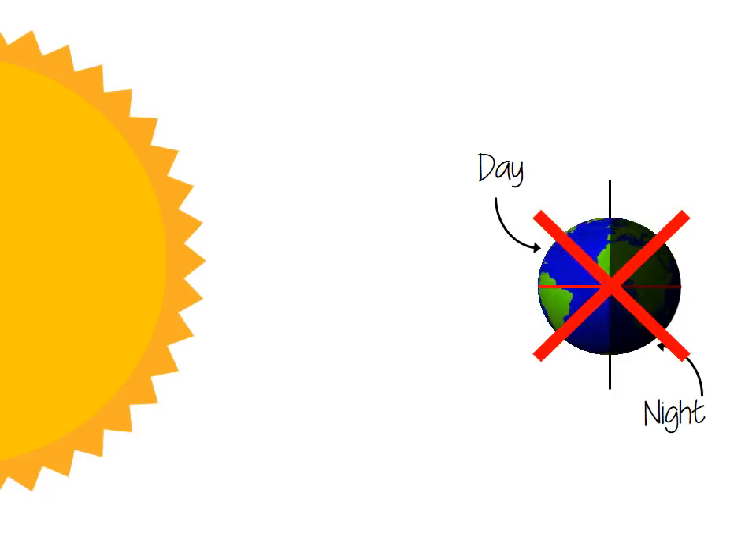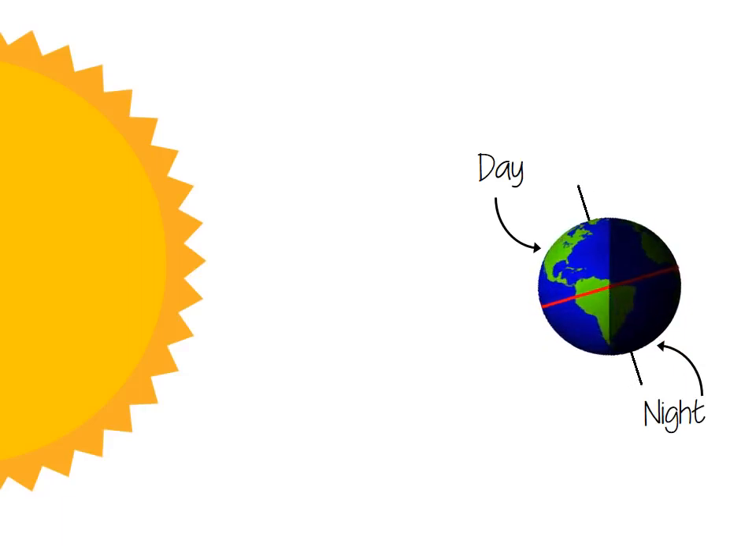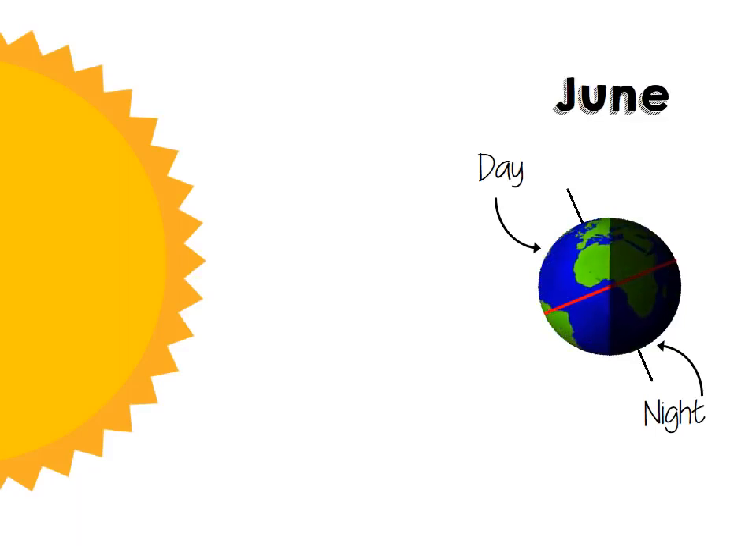If this were true, almost everywhere on Earth would be in the light for half of the day and in dark for half of the day, meaning that they would have equal days and nights all of the time. But the Earth is not straight up and down. It is tilted at an angle of 23.3 degrees. Because of this, the Northern Hemisphere is pointed towards the Sun at this time of year. In this picture, it's June.